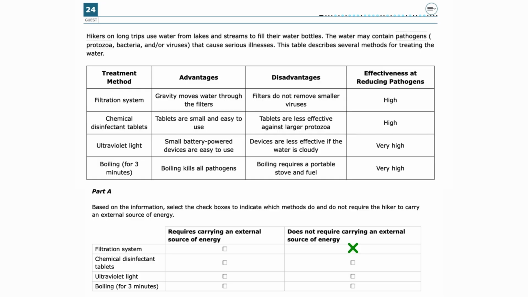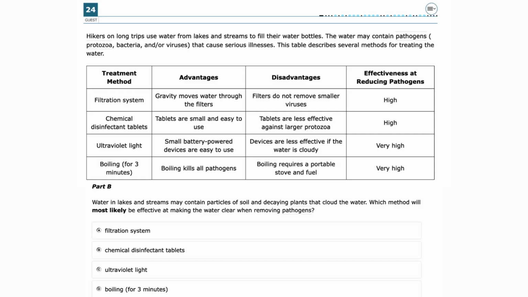Chemical disinfectant tablets does not require energy. Tablets are small, easy to carry, and work without electricity or heat. Ultraviolet light requires energy. The device needs batteries to work. Boiling for 3 minutes requires energy. You need a stove and fuel to boil the water.